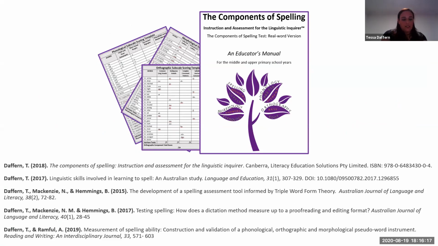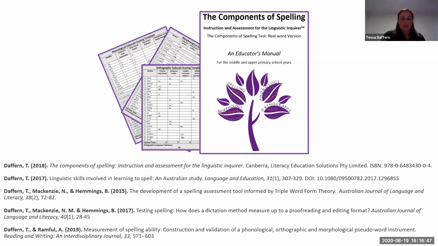And so this particular test is known as the components of spelling test. And it's been used in a lot of schools since I developed my PhD. It was developed originally for students in years 3 to 6. And as the triple word form theory implies, this test is structured around 3 subscales: the phonological component or subscale, the orthographic component, and the morphological component.